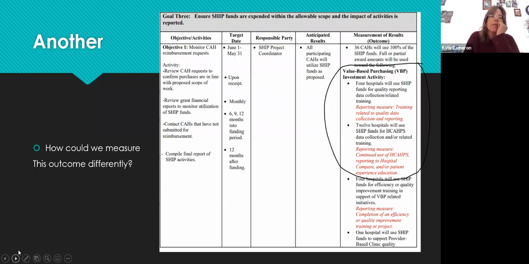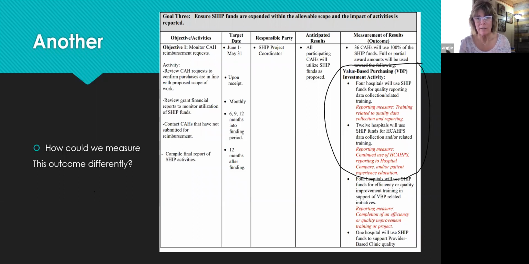All right, here's another one. How could we measure this differently? If you look at that third bullet, really, the 4 hospitals are doing quality reporting data collection related training, but then really the HCAHPS focus, they are continued use of HCAHPS, reporting to hospital compare and or patient experience education. So this is their measurement. What do you feel could be measured differently? And for some of you, you're a little bit more seasoned, you'll see something different than our newbies that are like, hey, at least I'm getting data. You know, I've got something.